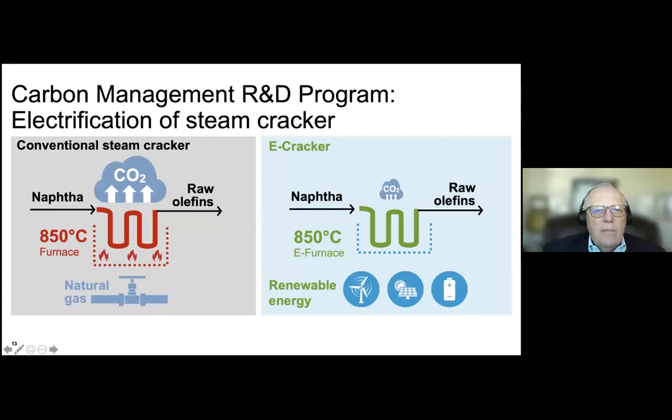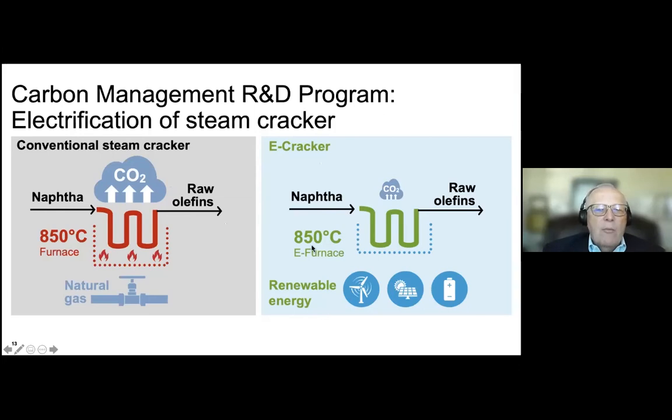So this just gives a little bit of minor detail. Right now, your feedstocks, whether it's naphtha or lighter materials, are fed into a natural gas heated steam cracker, and then olefins, ethylene, propylene, and others are produced. There's a lot of CO2 emissions that come out of this.